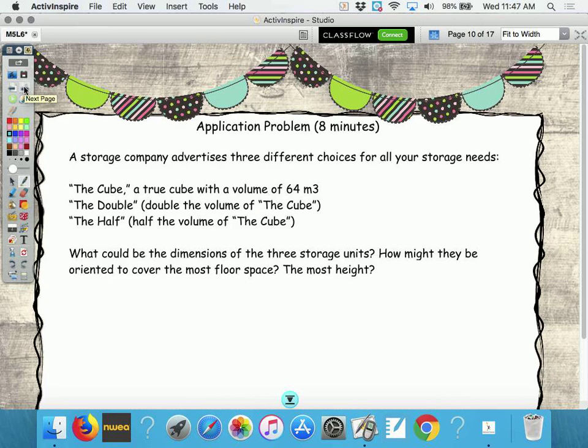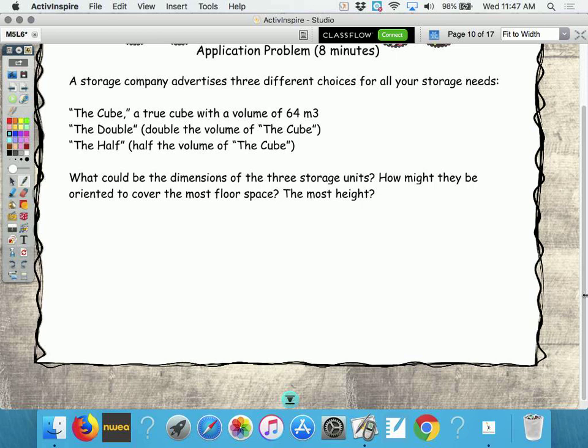Okay, this next one. There's a chance we're not going to get it done. But let's get it started. It says a storage company advertises 3 different choices for all your storage needs. The cube is a true cube with a volume of 64 meters cubed. Now, you know what a storage unit is? They're like all lined up in a building and they have garage doors and you put all the stuff in them that won't fit in your house or your garage.